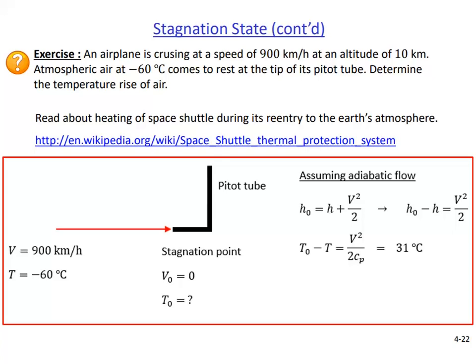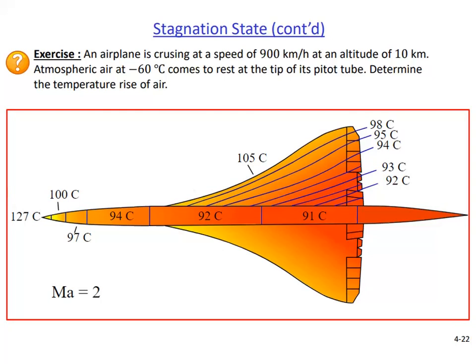As seen here, deceleration of air causes heating, and the temperature rise is proportional to the square of the speed. For very high speeds, this temperature rise can be very severe. The reading assignment shown here is about this. It is related to the thermal protection systems of space vehicles. And this figure shows how the supersonic passenger aircraft Concorde heats up as it flies at Mach number 2. The highest temperature of 127 degrees Celsius is seen at its nose as the Mach 2 flow decelerates to stagnation.